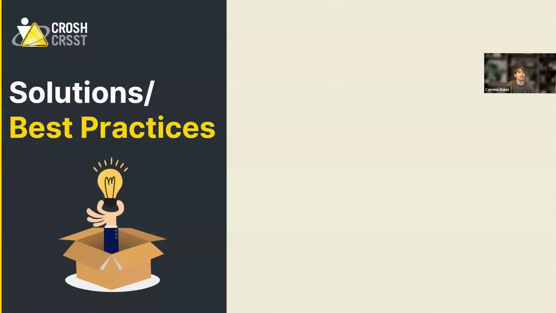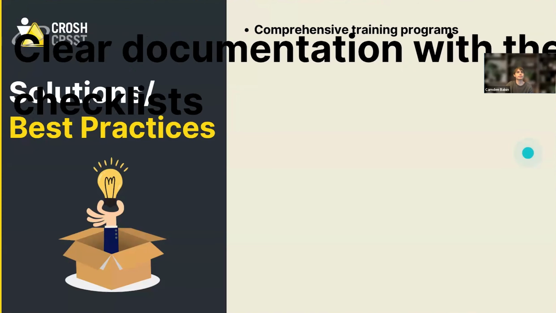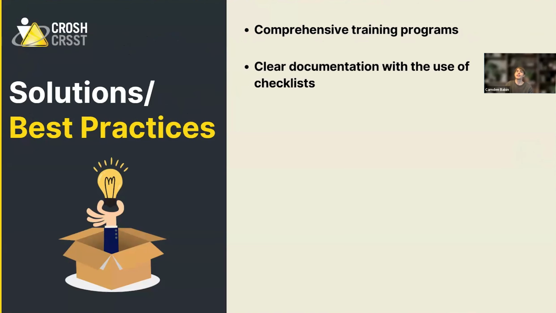So, some solutions and best practices: having comprehensive training programs for anyone exposed to or working around these sensors. This can really improve the process of acquiring data and really help make sure that the sensors are being used as efficiently as possible. This training should be personalized and include the motivation behind using them. Again, clear documentation that uses checklists for routine procedures can limit the possibility for human error and make working with these devices easier for anyone.